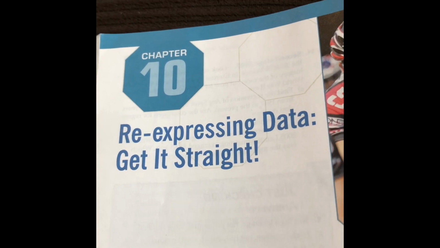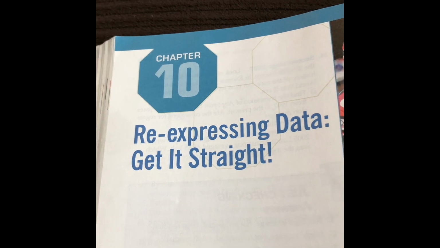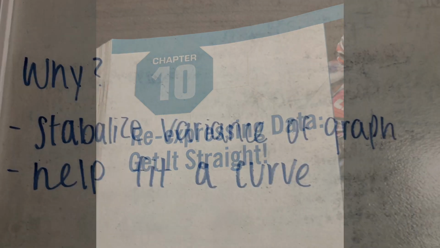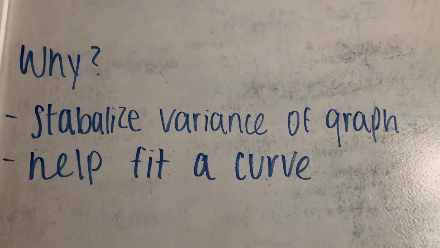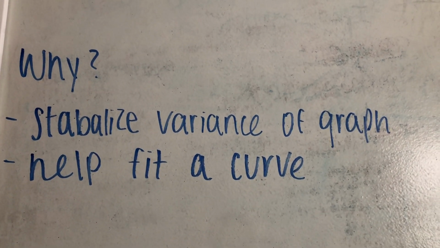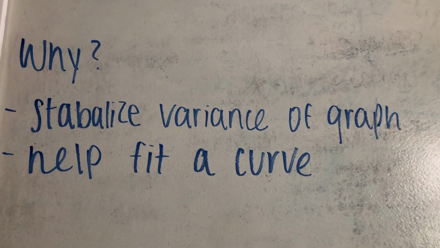The unit that I had is Unit 2, which is talking about scatter plots, and I had Chapter 10, which is re-expressing data. Okay, so the first thing we have to ask ourselves is why would we want to re-express data, and these are the two reasons. Re-expressing data can stabilize the variance of a graph. It can also help to fit a curve.